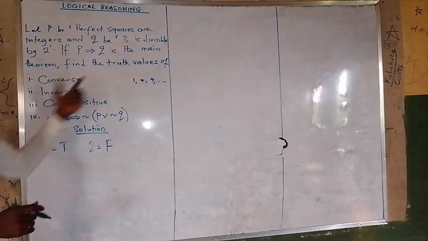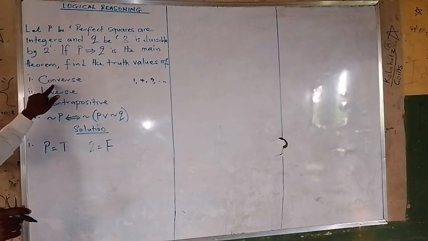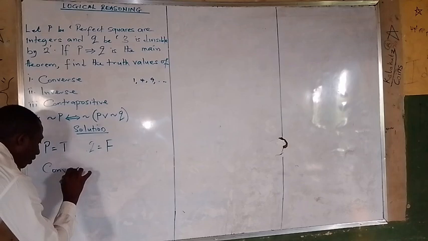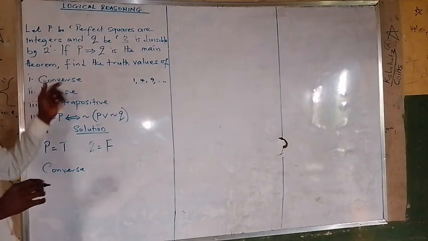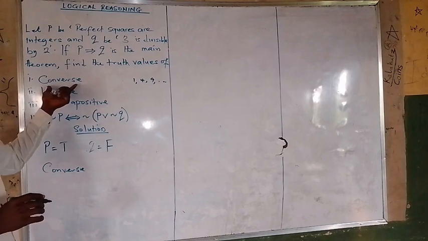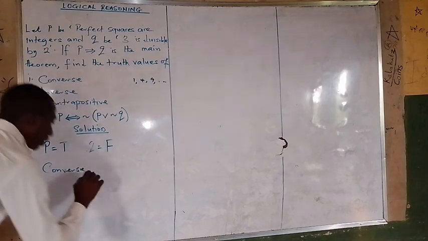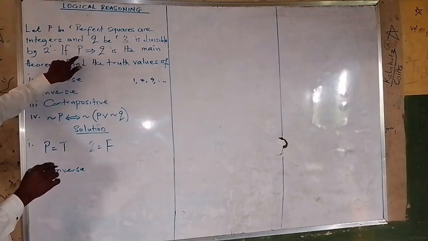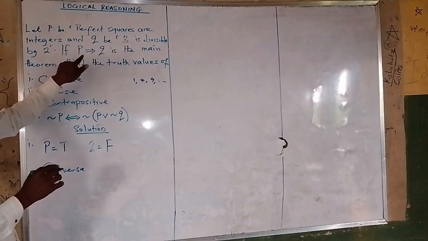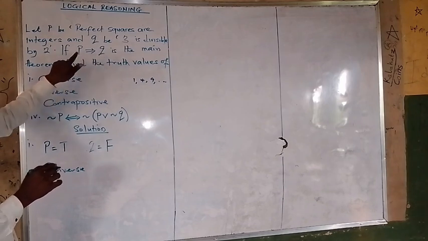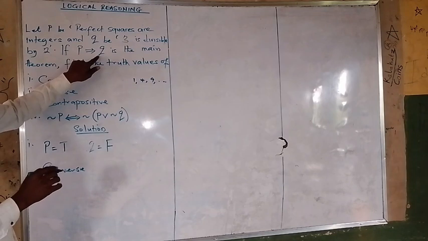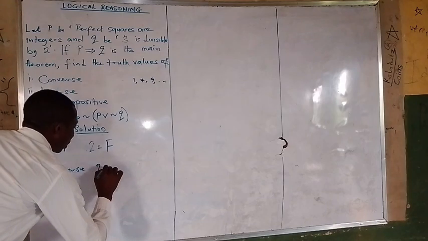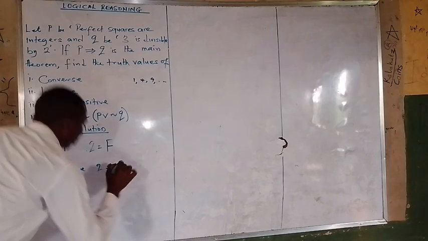So now, having gotten this, we can move down to our question. Find the truth values of the following. The first one is the converse. Now, we must know the mathematical notation for the converse. If the main theorem is P implies Q, then the converse of P implies Q will be Q implies P.